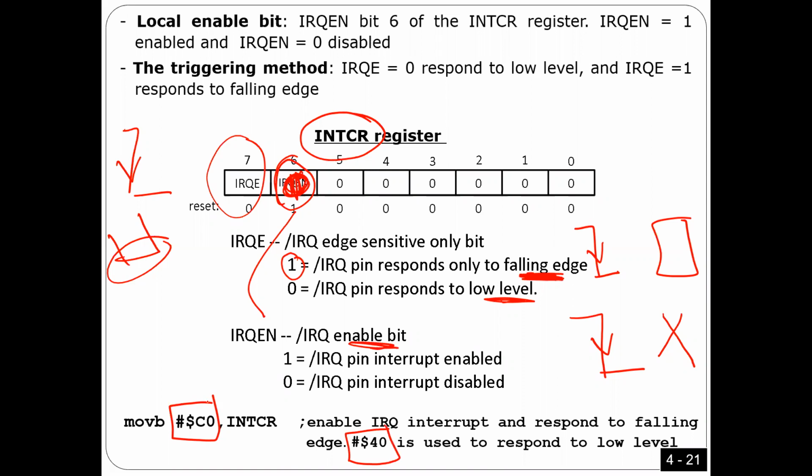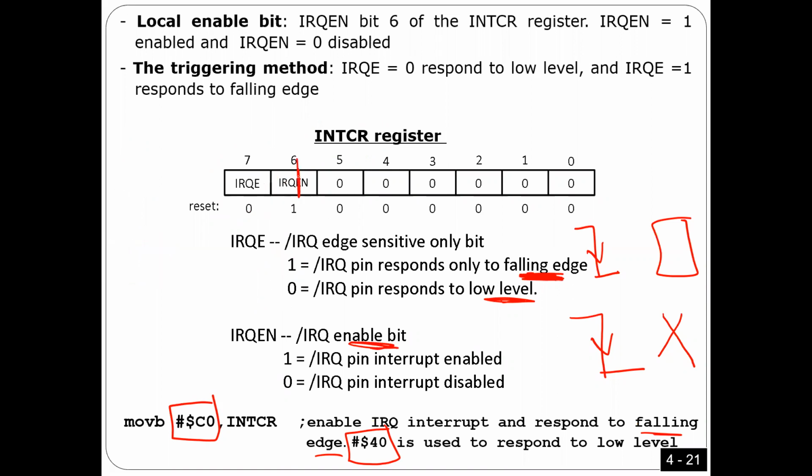You are going to use C0 if you want to trigger at falling edge, because let me clear here, this enable has to be one anyway. So what happens is that if you put one here, this is C0. And this one means, if you look here, you want to trigger at falling edge. Is that okay? So you can use this one this way.